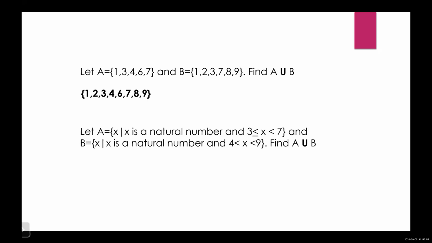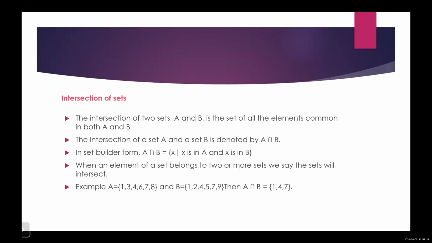Emmanuel, once more. Let A be the set of x such that x is a natural number and 3 is less than or equal to x less than 7, and B is the set of x such that x is a natural number and 4 is less than x less than 9. Find A union B. 3, 4, 5, 6, 7, 8, 9. Correct. Let's now go to intersection of sets.